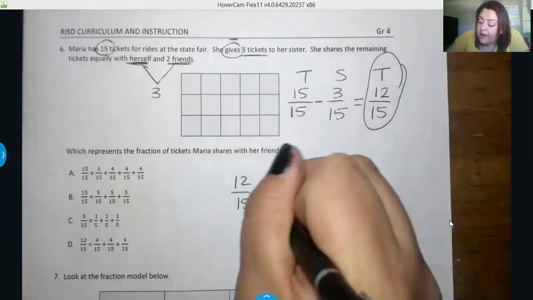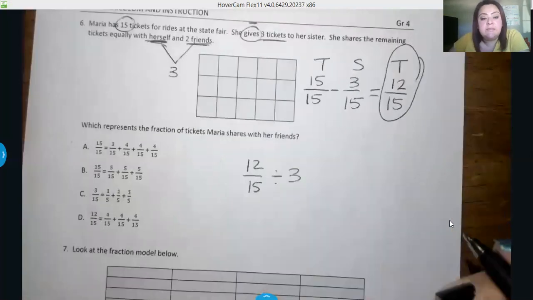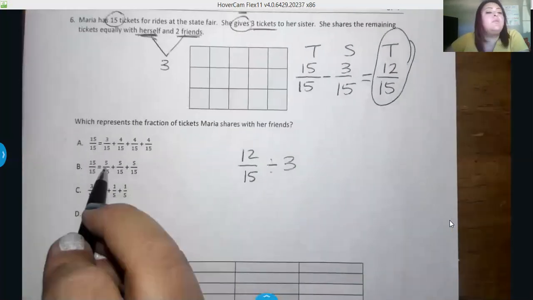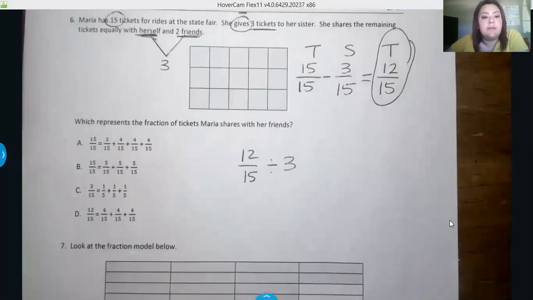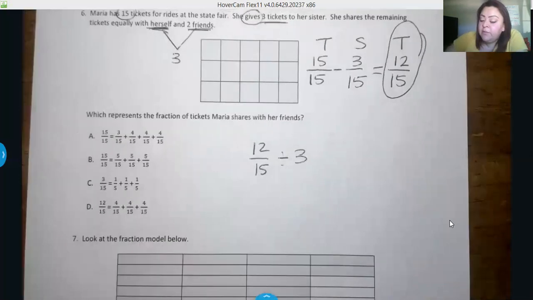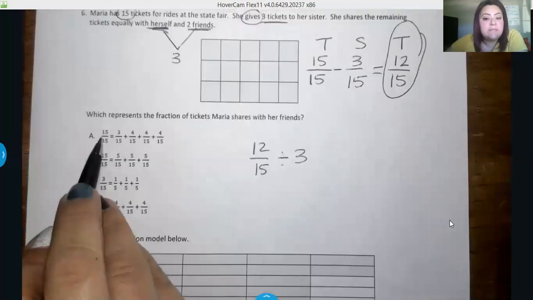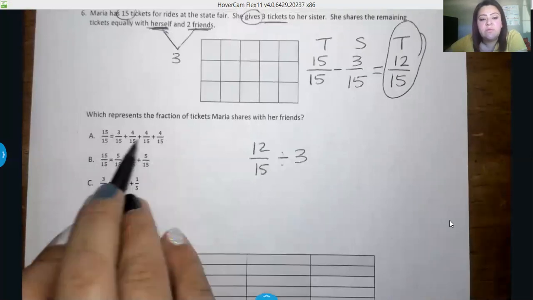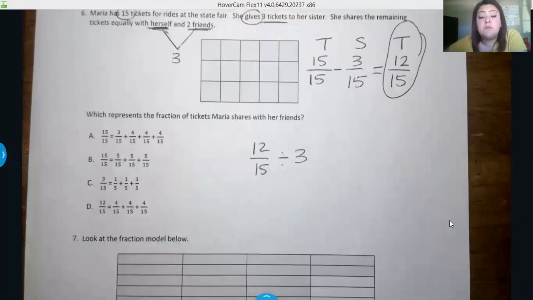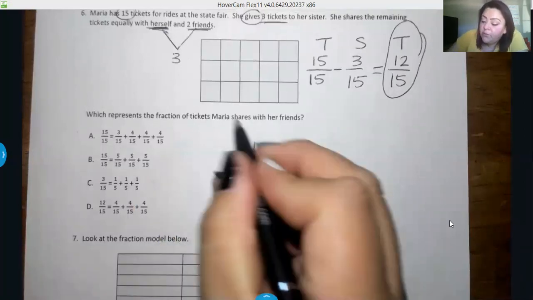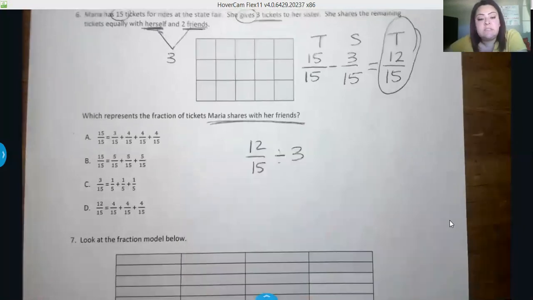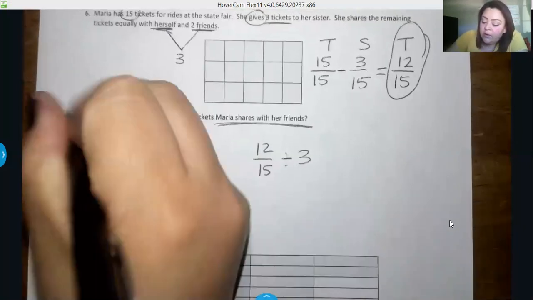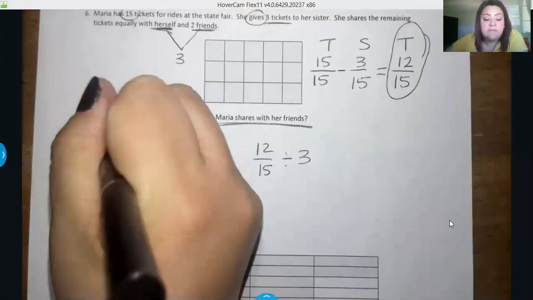It needs to be divided between 3 friends. So when we go through on the side, we're only looking for 3 different fractions, okay? Broken apart by the 12/15, so that's what we're gonna check for. So we're gonna look at A. First of all, it started from the top, 15/15s. We're not using that anymore because then look what they did. They took the 3/15s plus the 4 different ones. That's not what we're looking for. We want to know which fraction represents the fraction of tickets Maria shared with her friends. We're not worried about her sister anymore, okay? So this is already wrong because we're not looking for 15/15s.